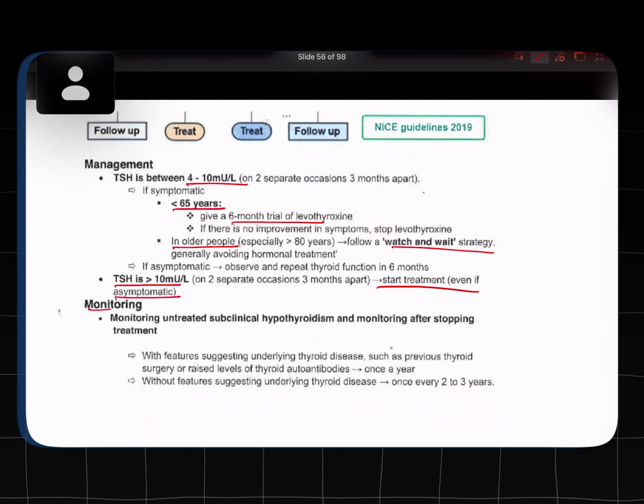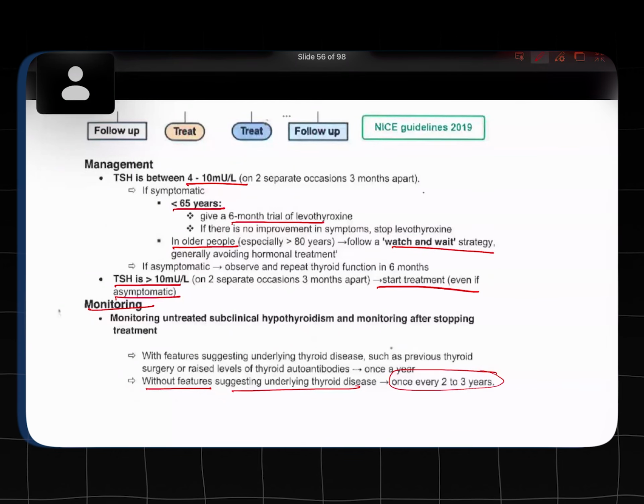What is the monitoring frequency? Without features suggesting underlying thyroid disease, once every 2 to 3 years. But if features are suggesting underlying thyroid disease, however asymptomatic, then once a year.